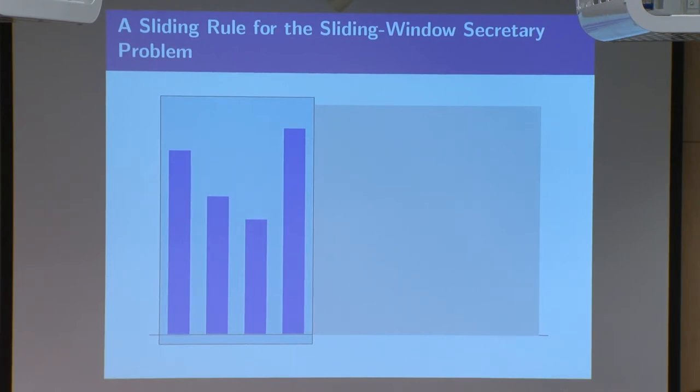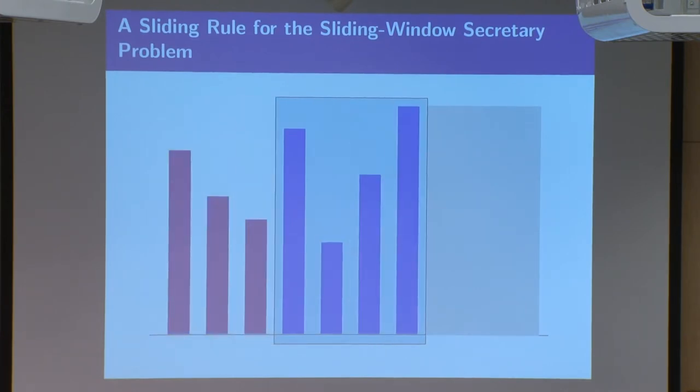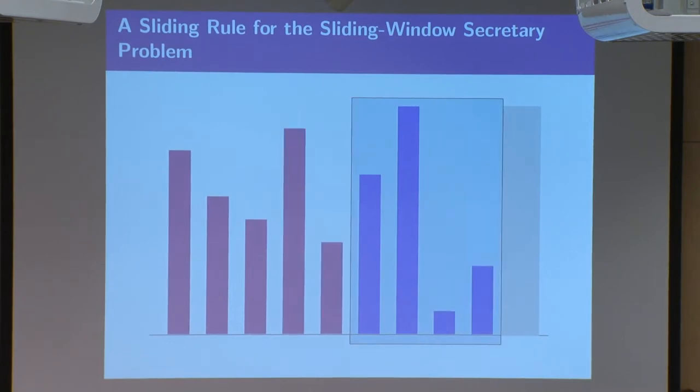For example, he's going to end up skipping the first three applicants over here because the first three applicants are guaranteed not to be the best applicant overall. Now he sees the seventh applicant being better than the fourth applicant, so he's going to skip the next three applicants, and he's going to end up choosing the seventh applicant, the best applicant overall.